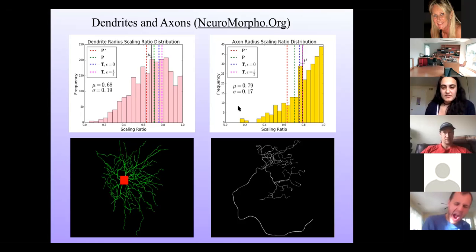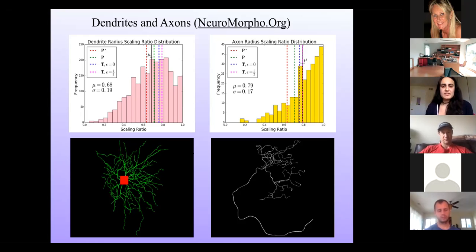But given the differences in morphology that you see in the images, I thought it would be useful to compare the results for these 2 different types of processes. So as you can see in the results, the mean scaling ratio for radius in dendrites is closest to the cases where you're minimizing power, and the mean scaling ratio for axons is closest to the cases where you're minimizing time, and particularly the myelinated case, which makes sense because based on what we know about the biology, we generally associate myelination with axons and not with dendrites.